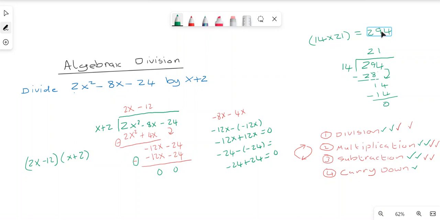And that's exactly the same with these guys here. Okay, so if I take this and I divide it by this, it'll give me 21, like what we've done here. If I take this divided by 12, it'll give me 14. So there's that link in relation to long division that carries through the whole way.